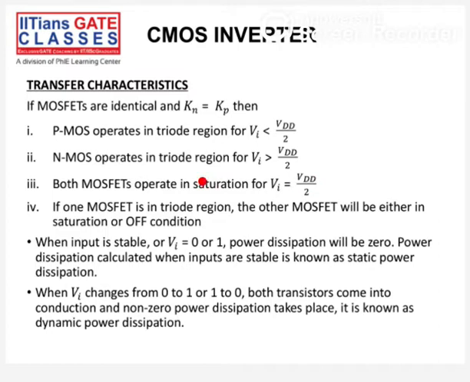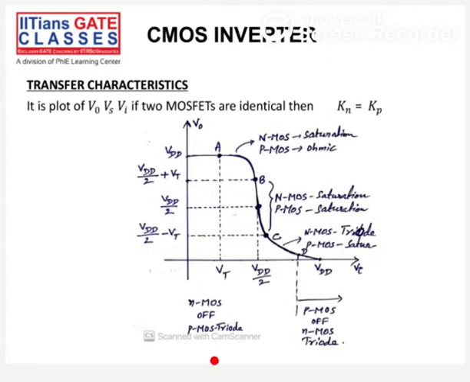And if one MOSFET is in triode region, the other MOSFET will be either in saturation or in off condition. Here we can see, if it is in triode, the other will be in saturation, or if it is in triode, the other will be in off condition. So after point D, if one is in triode, the other will be either in saturation or in off condition.